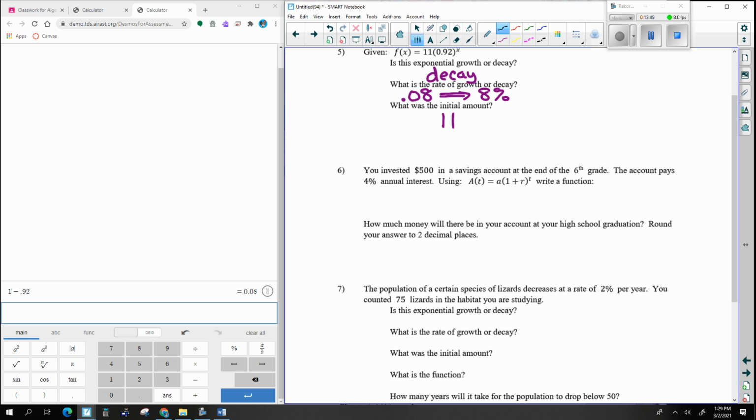Here we go. A of t is equal to A times (1 plus r) to the t. You invested $500. That's the start amount. So I started with $500 in a savings account at the end of 6th grade. The account pays 4%, so the rate is 4% growth. Using this, write the function. The amount in your bank account is the initial amount times 1 plus r, so that would be 500 times 1.04 to the t.